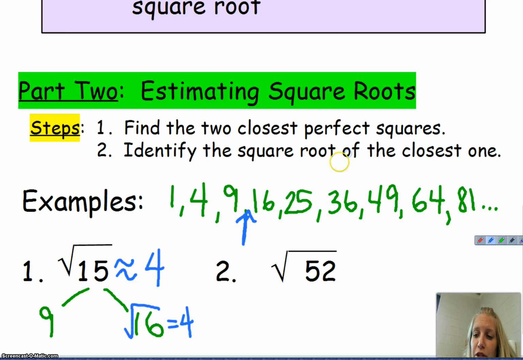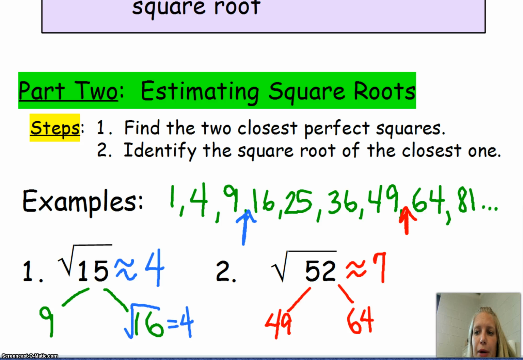Square root of 52. Well, that falls in between 49 and 64. And 52 is actually closer to 49, and we know that the square root of 49 is 7, so this is approximately 7. Okay, so we'll practice some more of those. That's some new topic stuff.